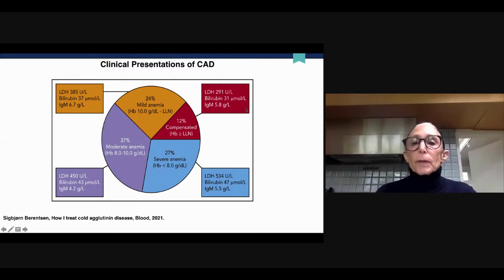And here you can see these compensated ones, the IgM levels are a little bit higher, but the LDH is somewhat lower. And here you can see they have mild anemia and the IgM level is fairly high, but the hemolysis isn't quite as brisk as in these patients. So the IgM level itself doesn't necessarily predict how brisk the hemolysis will be and how severe the anemia will be.